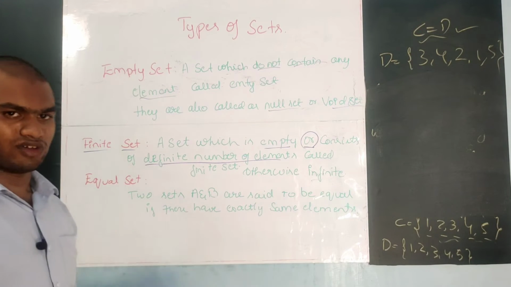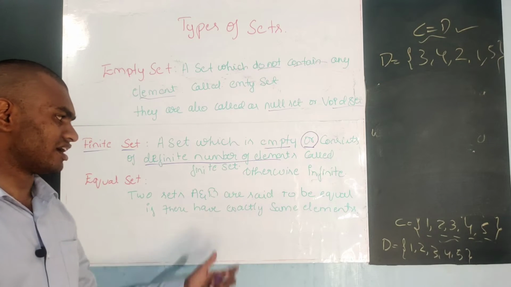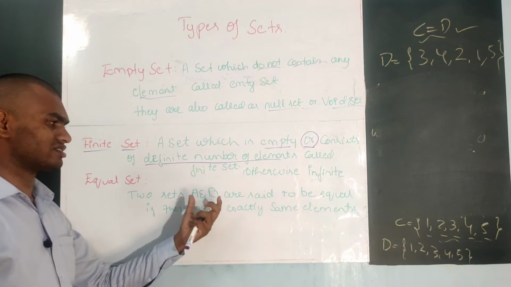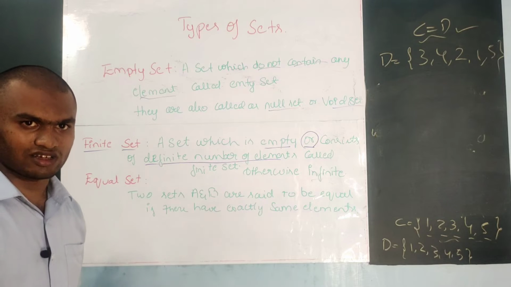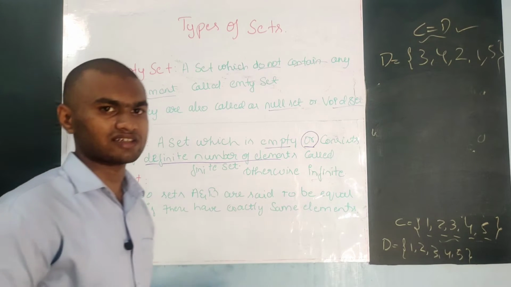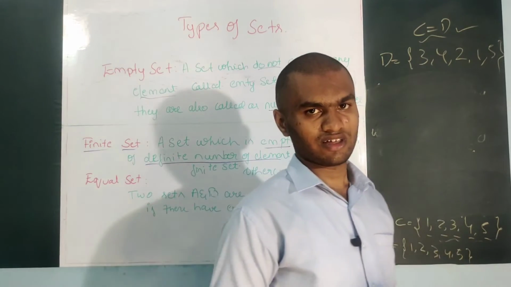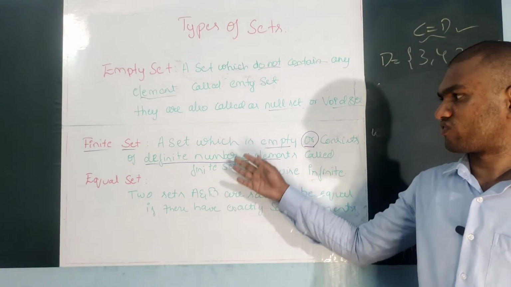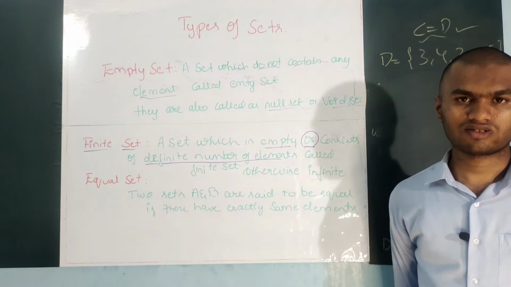Similarly, A and B, you can take any two sets, A and B or C or D. If we want to say that they are equal, then they should have exactly the same elements. This is what empty set, finite set, and equal set say.